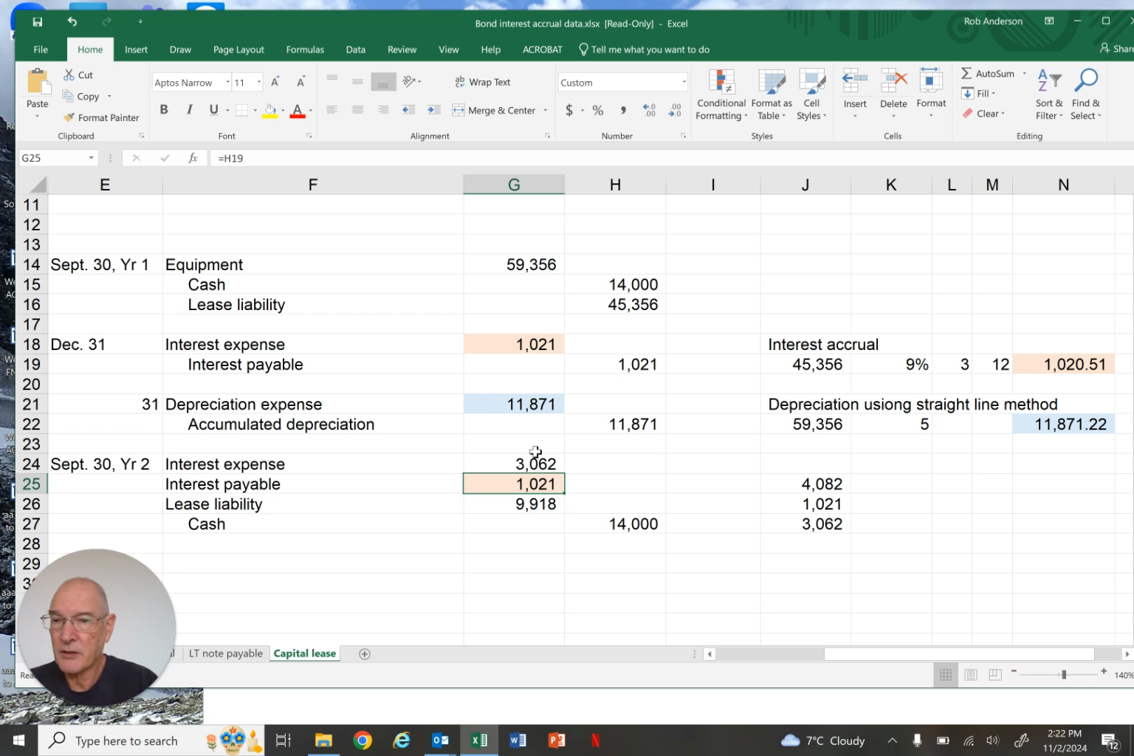So, lease accounting at this level is fairly simple. That's really all we need to do with lease accounting. If you go on to intermediate financial accounting, in the second intermediate financial accounting course, you're going to do a lot more with leases, and we're going to be doing leases using IFRS as well.